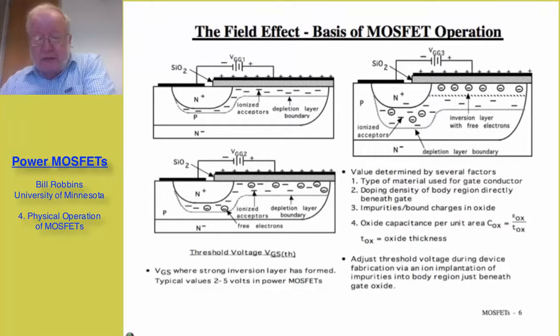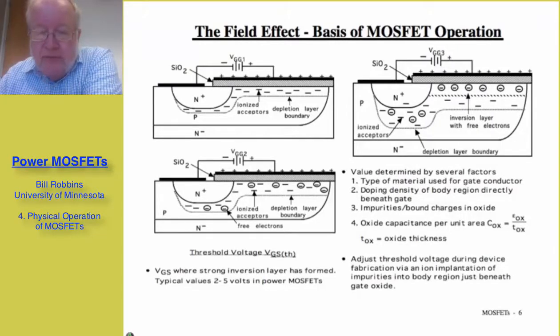If the drain is positive with respect to the source, it's the drain-body p-n junction that is reverse biased. And yet, by the application of a gate to source voltage, we can somehow cause current to flow. And we need to talk about what that mechanism is.